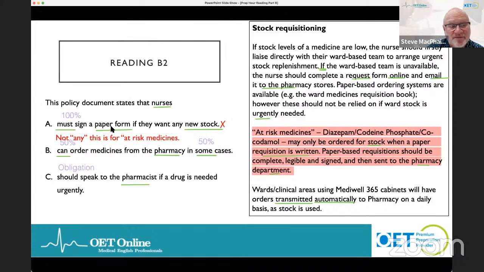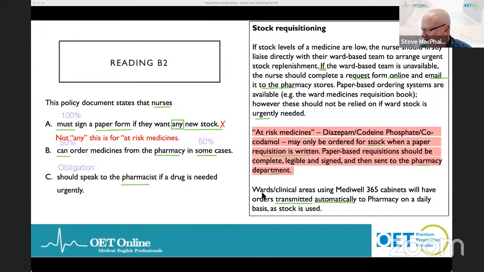They do need to sign a paper form. This says any new stock, but there is a paper form for diazepam, codeine phosphate, co-codamol, but not any new stock. So the danger here for this one is that word any, isn't it? Any new stock. Okay, we'll get it for our Schedule 8 medications, all right? But that doesn't match, all right? That's only for at risk. For other stuff, you can do the online form.